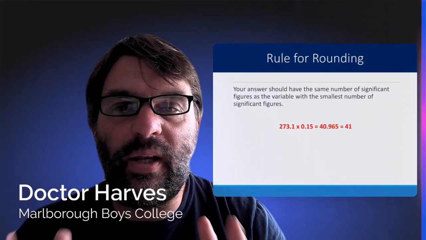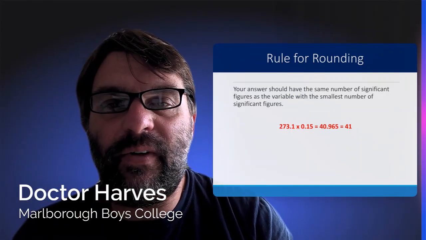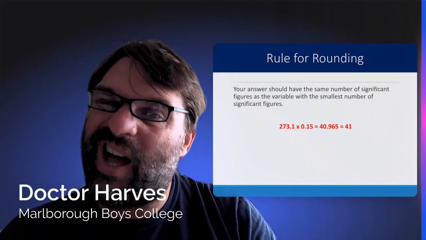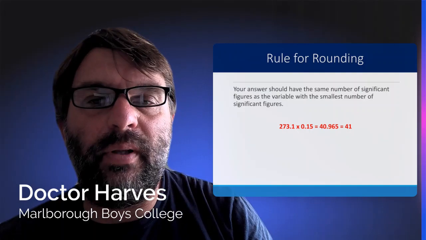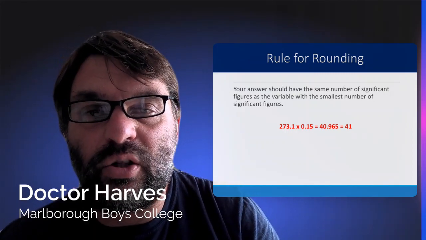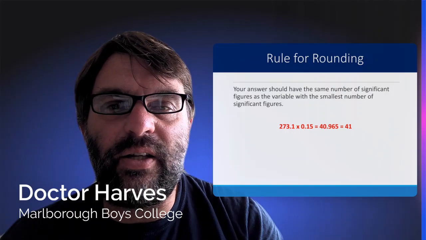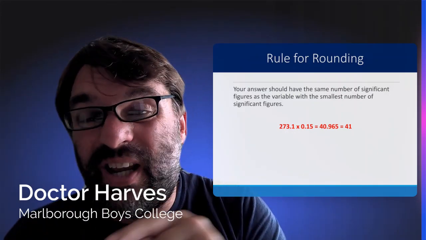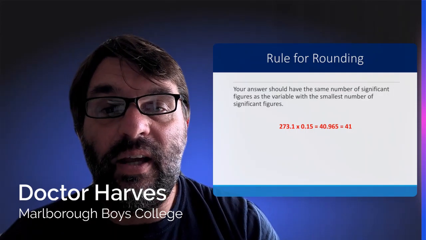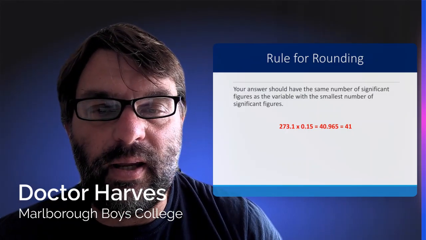In level 1, the central point is that any value that you get for your exam answer in level 1 physics should have the same number of significant figures as the variable in your question with the smallest number of significant figures, because otherwise your answer is more precise than the equipment you're using, which is an impossibility. The example I've given here is 273.1. They're all non-zero digits, so that's all significant. That's 4 significant figures, times 0.15. The first zero is not significant, it's a leading zero, so only 2 significant figures. So even though on your calculator you get 40.965, the answer, when rounded to the correct number of significant figures, is 41. Because 0.15 is only 2 significant figures, the answer can only be in 2 significant figures.